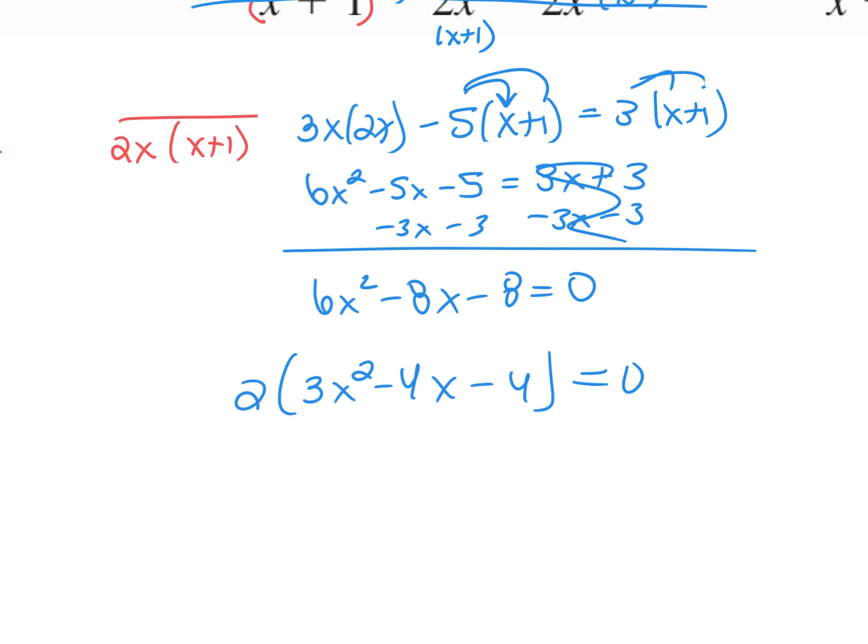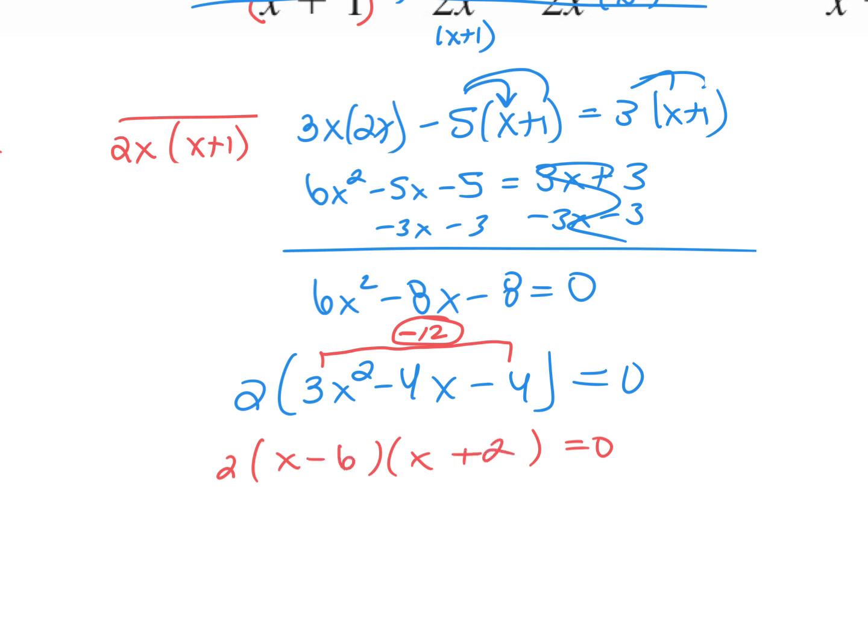All right, well, this is a little different factoring. Let's see if we can remember how to do this. Let's see if this does factor. So I take a times c. 3 times negative 4 is negative 12. Do I have factors of negative 12 that'll multiply to give me a negative 12, but add to give me a negative 4? Yep, negative 6, positive 2.